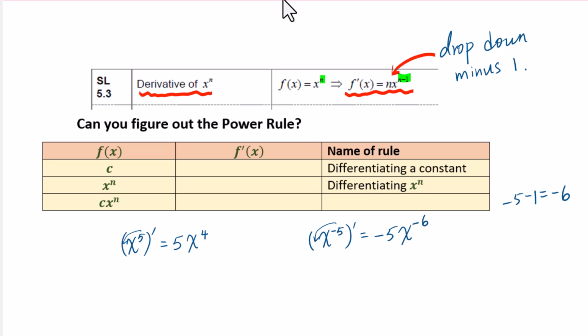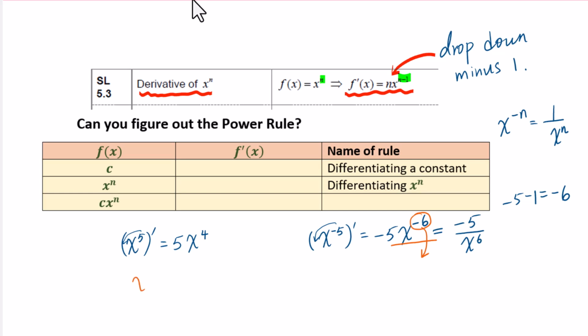Then we change this into positive exponent, negative 5 over x to the 6th power, because x to the power of negative n equals 1 over x to the nth power. So always remember, you only make negative exponents into positive when you move the power into denominator.